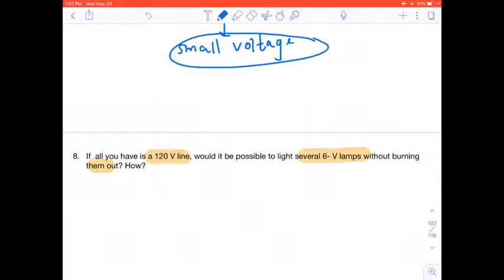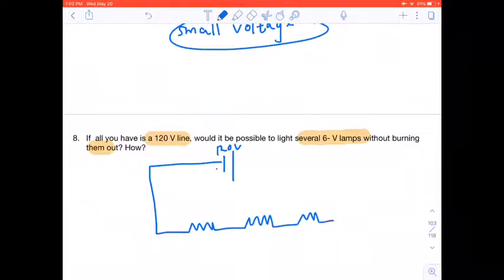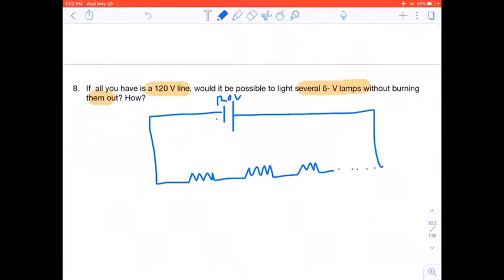So you think about connecting them in series. So you have now your 120 volts, right? You got 120 volts, and here you've got your resistance that's gonna go through like that, and we don't know how many of those, right? But we know that we want across each resistor a voltage of 6 volts. That's what we want, because that is the voltage that that particular lamp functions.